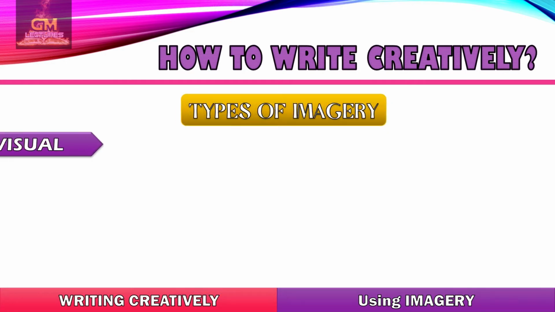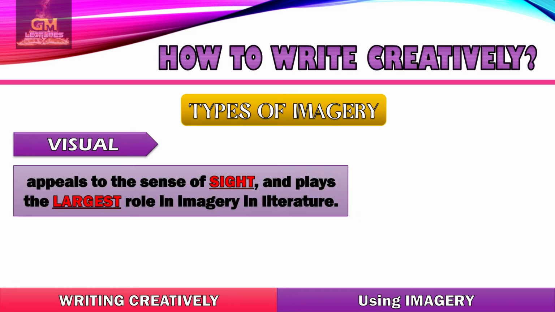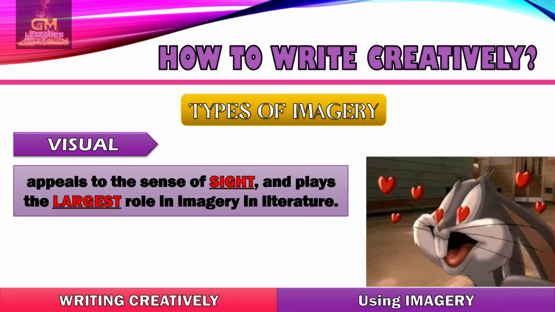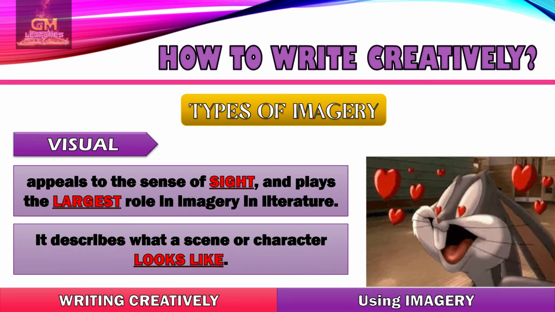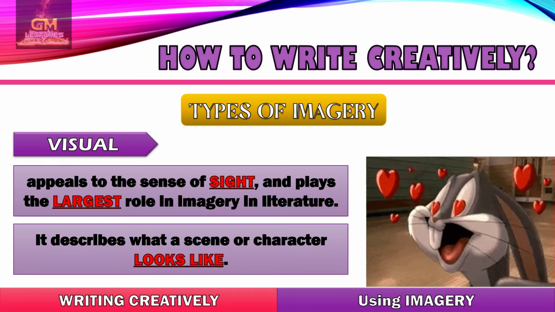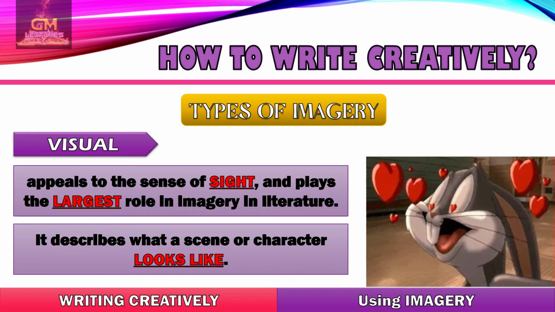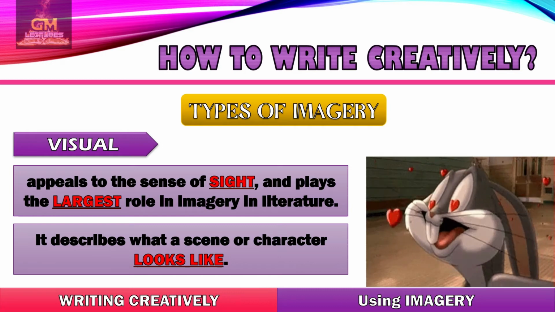Now, the first type of imagery is visual imagery. Visual imagery, from the word itself, appeals to the sense of sight and plays the largest role in imagery in literature, simply because it describes what a scene or a character looks like. We have to remember that when writing a story, it is important that we as writers are able to vividly describe how a certain scene looks like or how a certain character would look like. That way, we are able to paint a picture into the minds of our readers regarding what kind of image we want them to see.